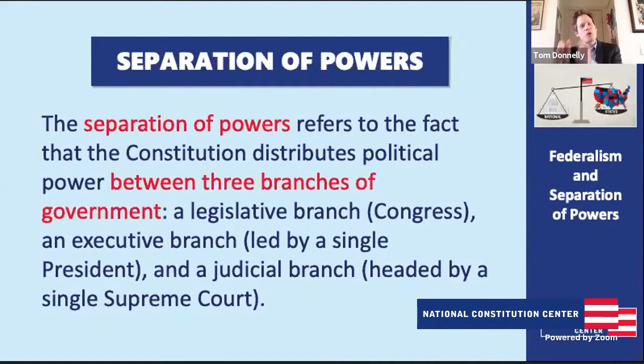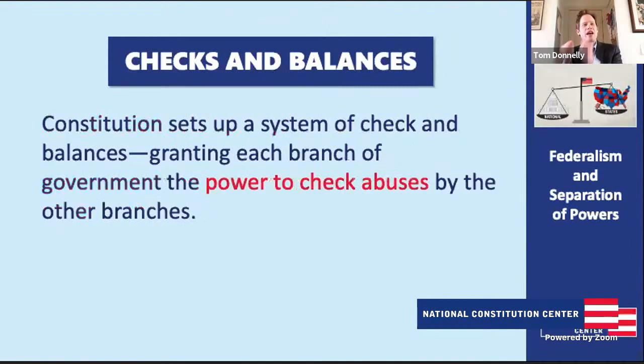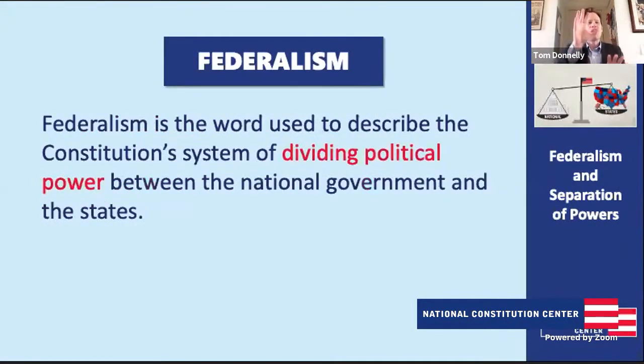So that's the separation of powers. And that's connected to another big principle, which is the principle of checks and balances. So first we separate power between different branches of government, but then checks and balances is the system the Constitution sets up that grants each of those branches of government the power to check abuses by the other branches. So at the national level, we separate power into three different branches, and then we give each of those branches the powers to check the other ones. So that's separation of powers, checks and balances.